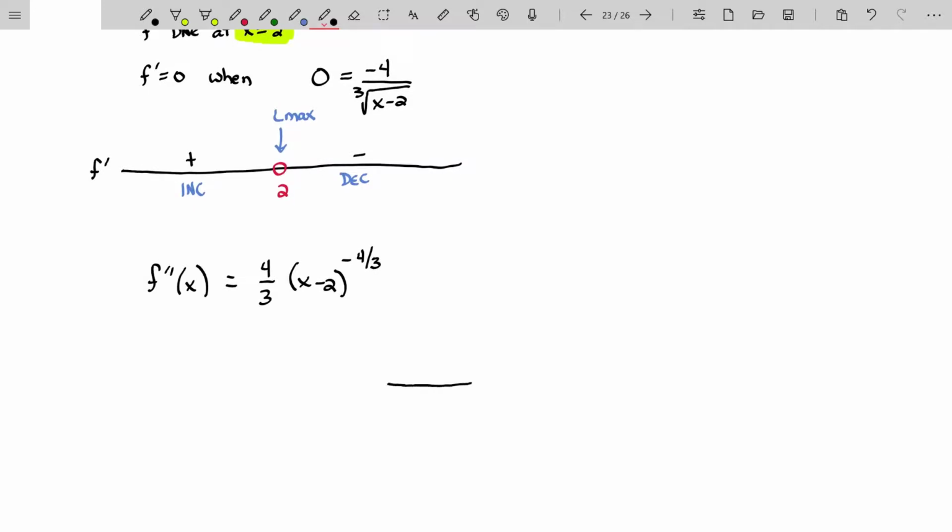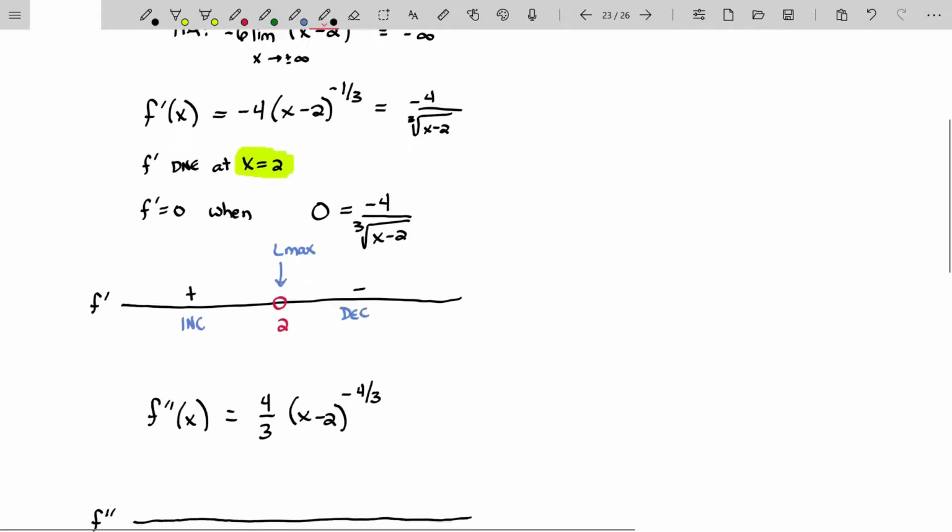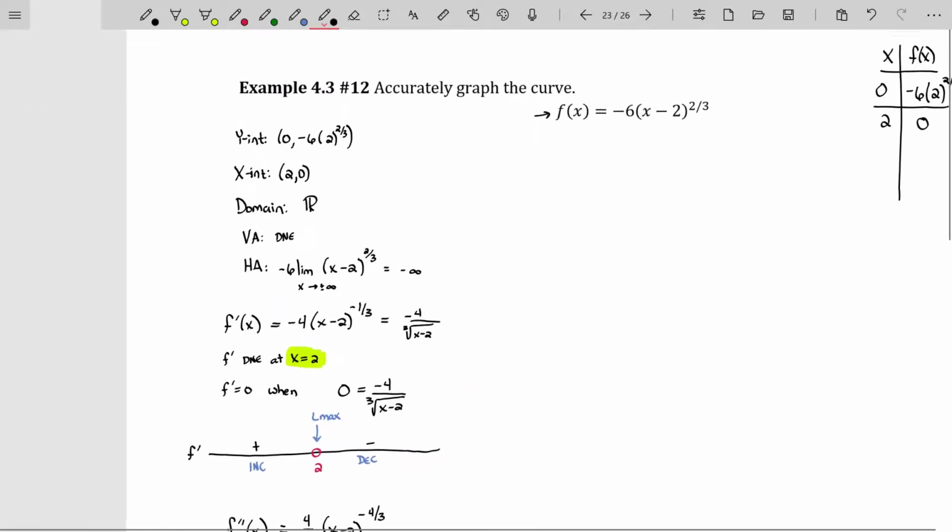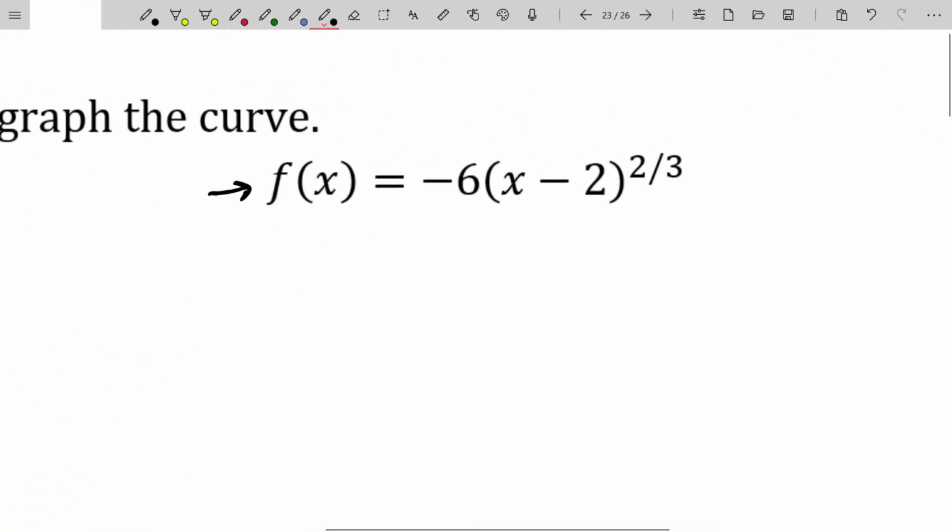Now, if you just heard me and said, wait a second, I thought we're working with the second derivative, I will repeat what I said in the last video. The critical numbers of our original function, f, occur when its derivative is 0 or does not exist. So when f prime is 0 or does not exist, those are the critical numbers of f.